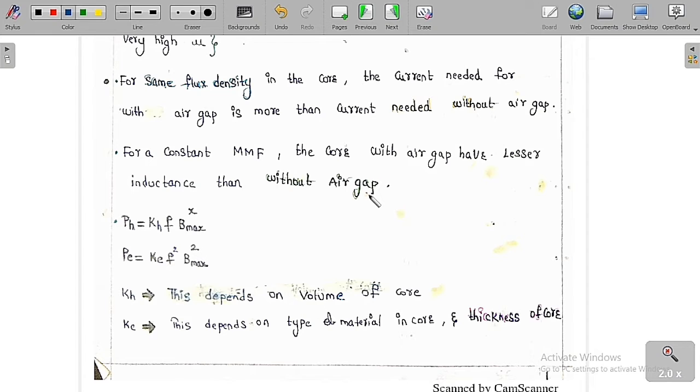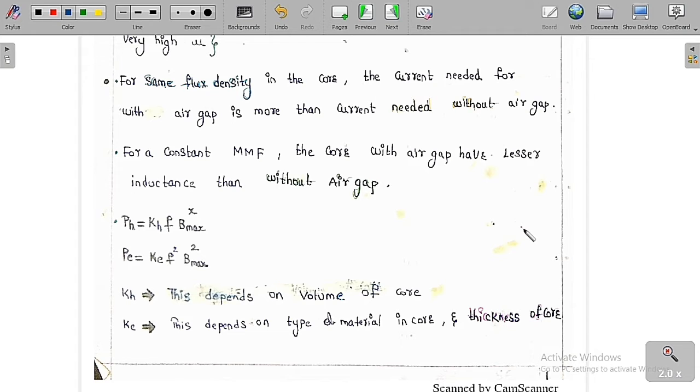See, if you have an air gap, the magnetic permeability is less, so therefore the inductance is less. But if you use a core, then definitely mu is higher, so the inductance is also higher. Therefore, for a constant MMF, the core with air gap has lesser inductance than without air gap, because inductance is proportional to magnetic permeability. For an air gap, the permeability is less, so the inductance of the coil is very less. But if you wind the coil on the iron core, its permeability is very high, so inductance is also very high. Therefore, if you want to increase the inductance of a coil, keep an iron core in it.